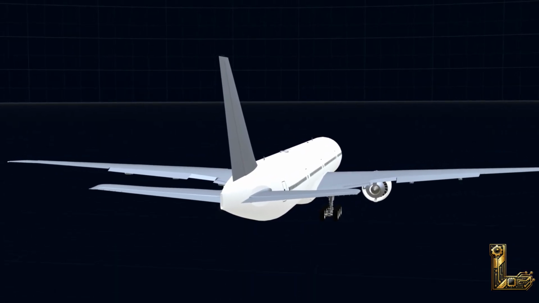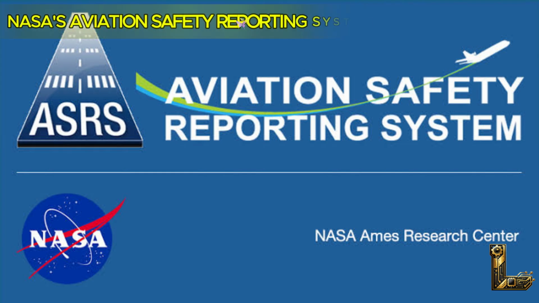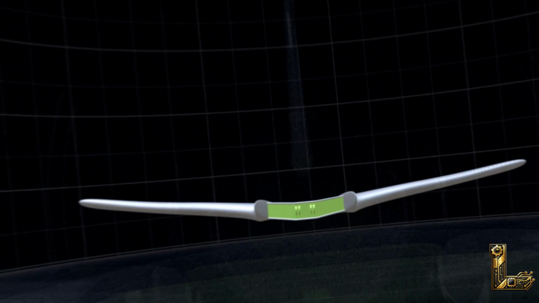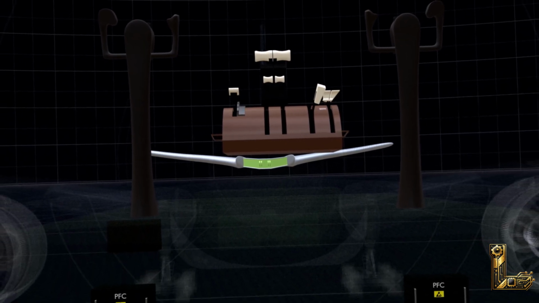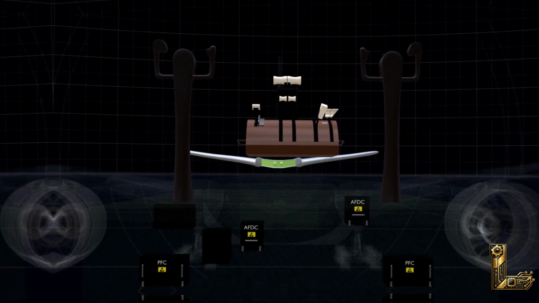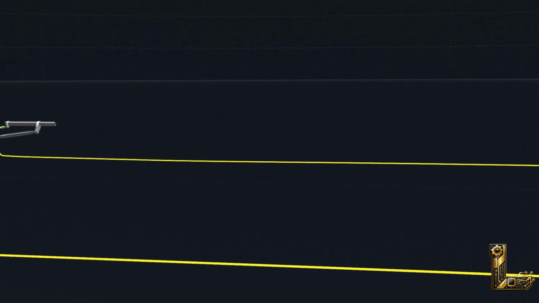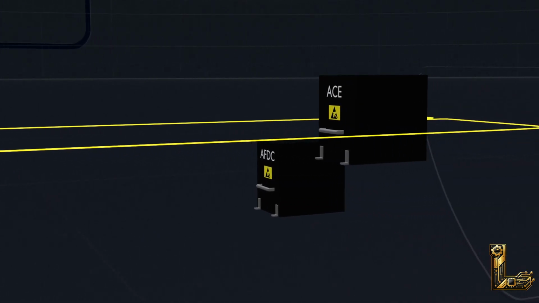According to a technical report published by NASA's Aviation Safety Reporting System, known as ASRS, actuator-related control surface failures are among the top 5 mechanical causes of loss of control incidents in both commercial and general aviation. This is the chain reaction that transforms a small component failure into a catastrophic disaster.